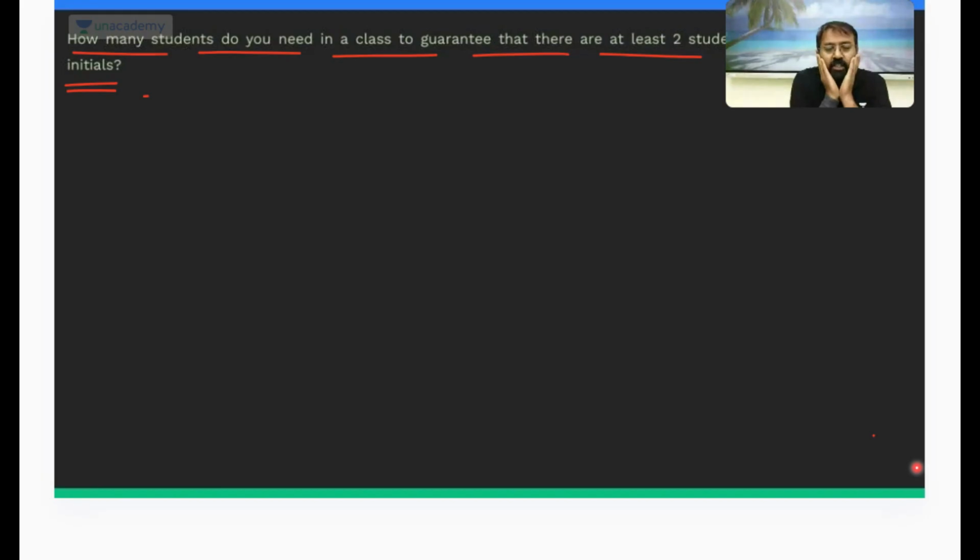How many students do you need in a class to guarantee that there are at least two students who have the same initials? Matlab their names are starting with the same letter. Okay. So what will we do in this case? What will be the answer? Come on, guys. Give a thought and tell me the answer. Two. Guys, will two students in a class guarantee that thing? There is a word guarantee over here.